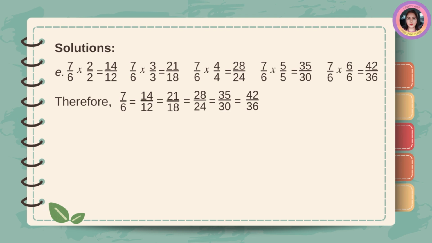Therefore, 7/6 is equal to 14/12. 14/12 is equal to 21/18. 21/18 is equal to 28/24. 28/24 is equal to 35/30. And 35/30 is equal to 42/36.